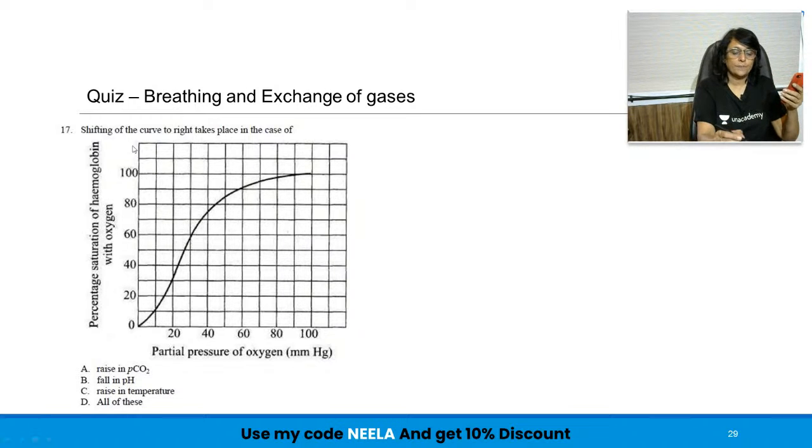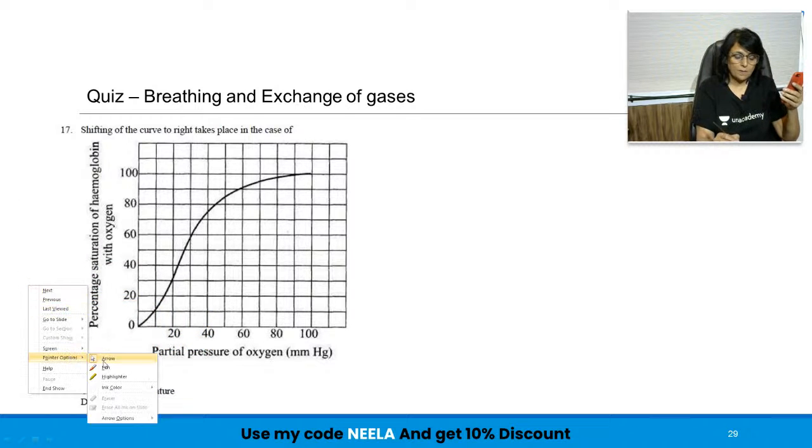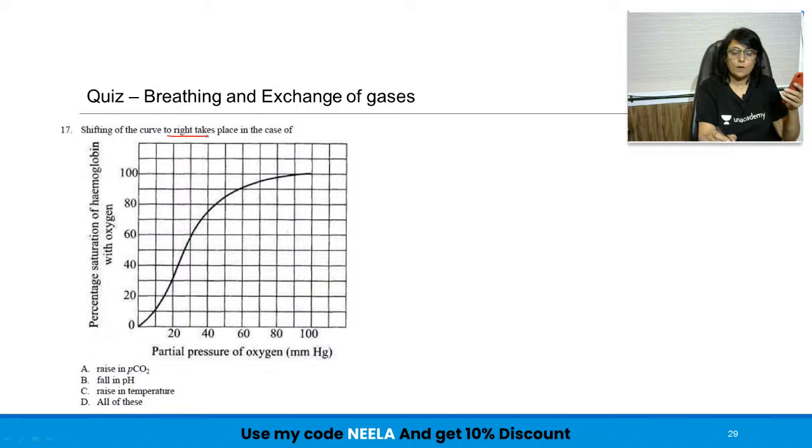Read the question. The curve to the right. What is the condition which will help the curve to move towards right? Seventeenth, Anju, Rajni, Kavipriya, Daydreamer, Suchitra, they are all saying D, all of these.